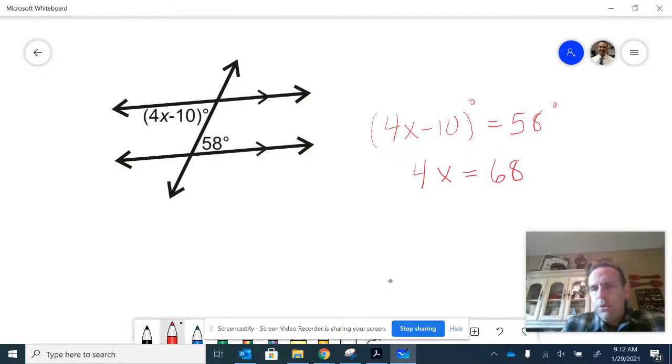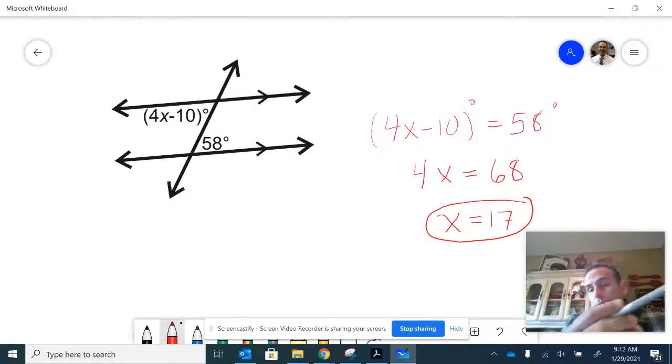Then we can divide both sides by 4. 68 divided by 4, I believe, is 17. So if the question asks us for the value of x, there we go. If the question asks us for the measure of a given angle, we could plug back in, but you should already assume you know the answer, because if we plug in 17, we should expect to get out 58 degrees. It should match that. I hope that's helpful.